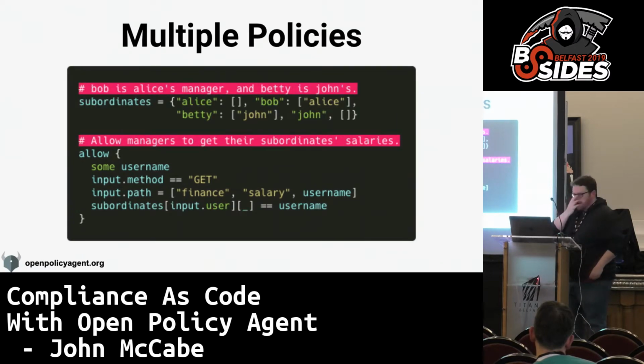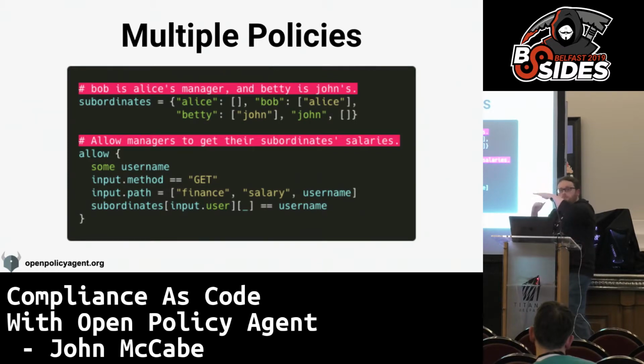So say, for example, now the manager wants to see a user's salary. Okay, well, we need to provide some additional data. So this is where this data object at the top comes in. So we're saying Alice doesn't have any subordinates. Alice works for Bob. John works for Betty, and John doesn't have anybody working for them. It's just another allow rule. So it's the same rule.